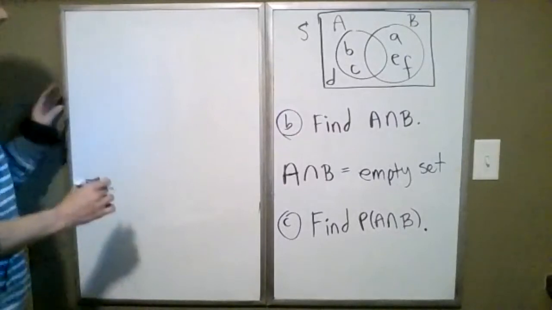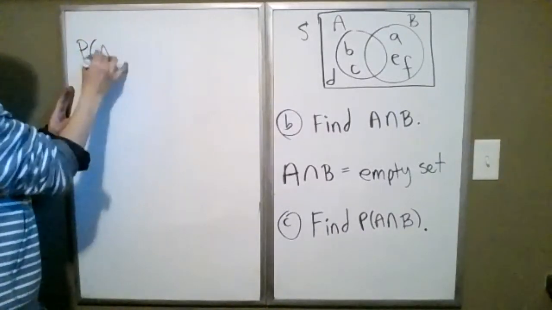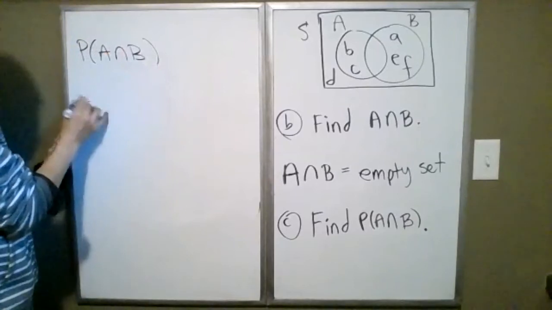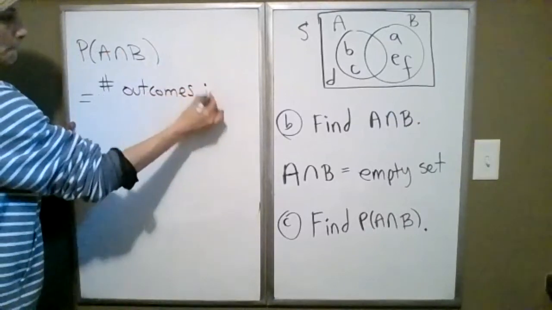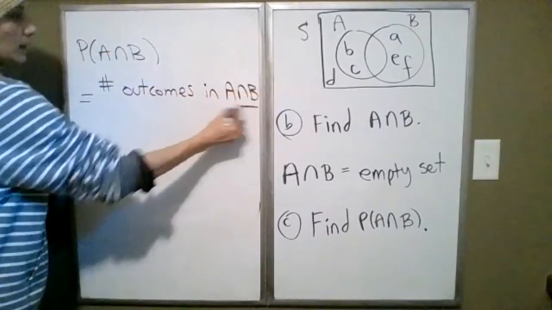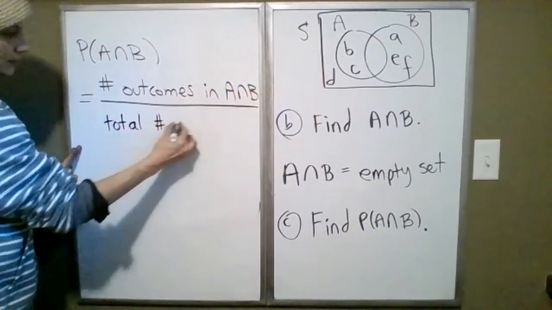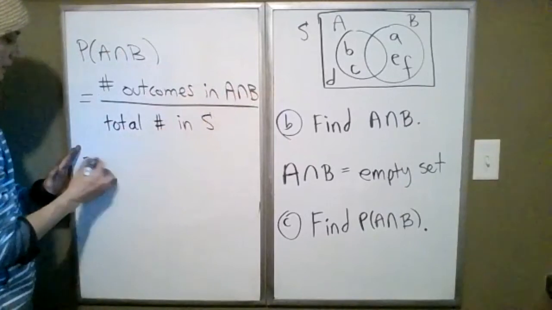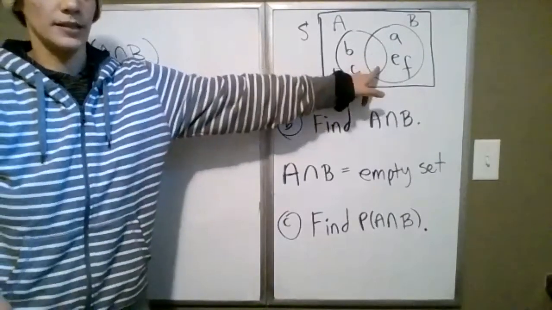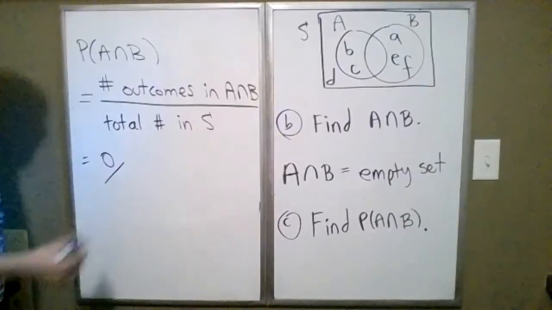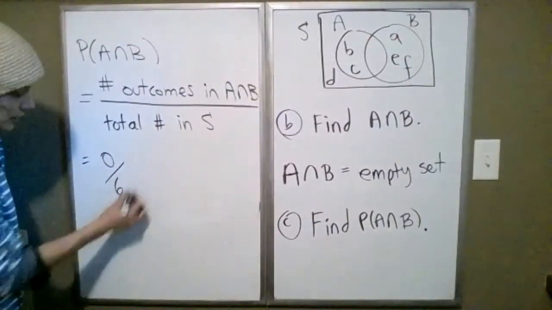The probability of a set is the number of outcomes in the set divided by the total. So the probability of A intersect B, get the number of outcomes in A intersect B and divide by the total number in S. The number of outcomes in A intersect B is 0. There's no outcomes in here. And even though there's going to be 1, 2, 3, 4, 5, 6 outcomes in the set, 0 over 6 is still 0.